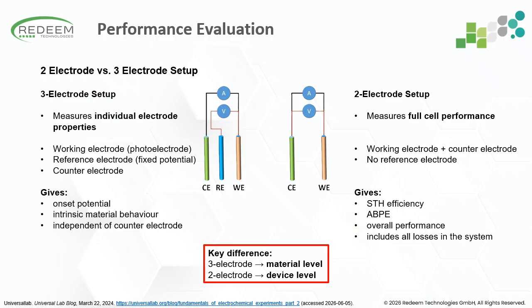So in short, 3-electrode measurements tell us how good an individual electrode is, while the 2-electrode measurements tell us how well the complete photoelectrochemical cell performs. So both are important, but they answer different questions, and I've highlighted this at the bottom of this slide.